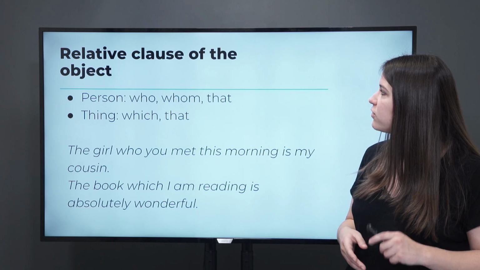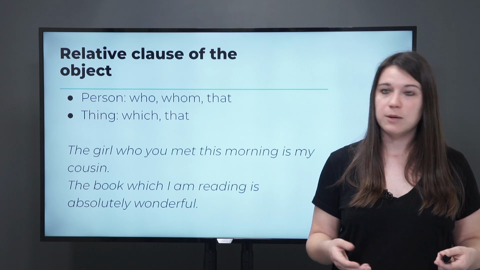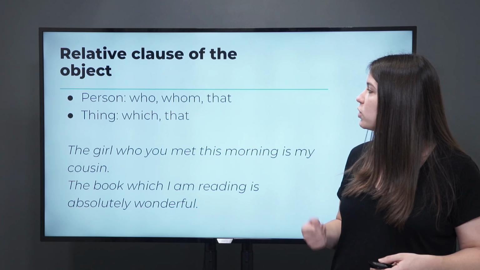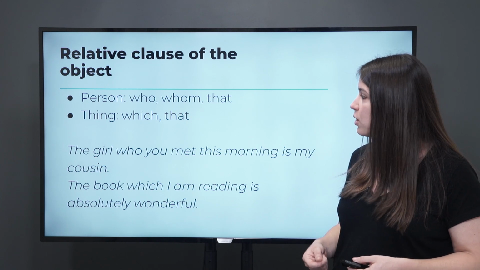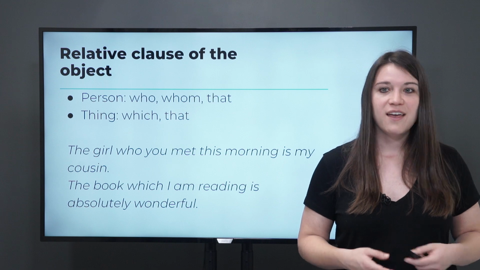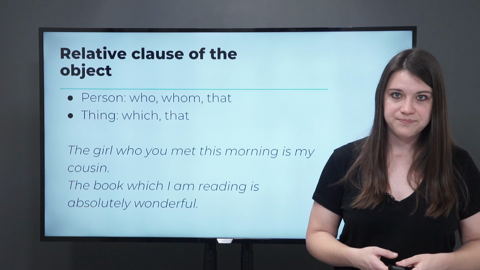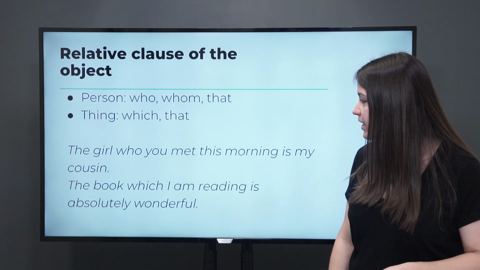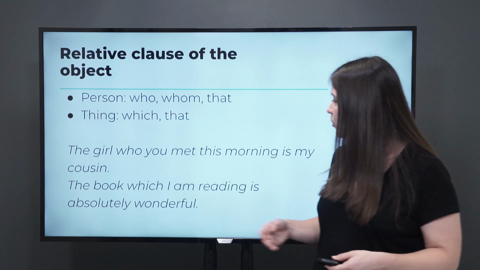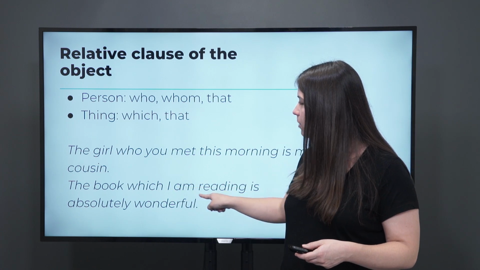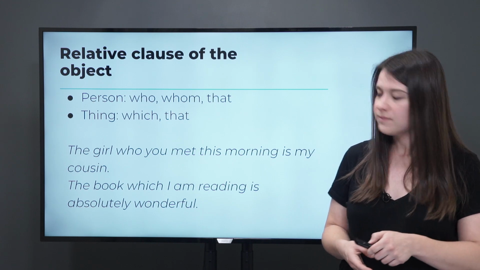Okay, so what if the relative clause is of the object? Okay, so if the object is a person, then we use who, whom, or that. If it is a thing, we use which or that. For example, the girl who you met this morning is my cousin. The book which I am reading is absolutely wonderful. Okay, so here we have which, followed by an object. That is why we need to use this relative clause.